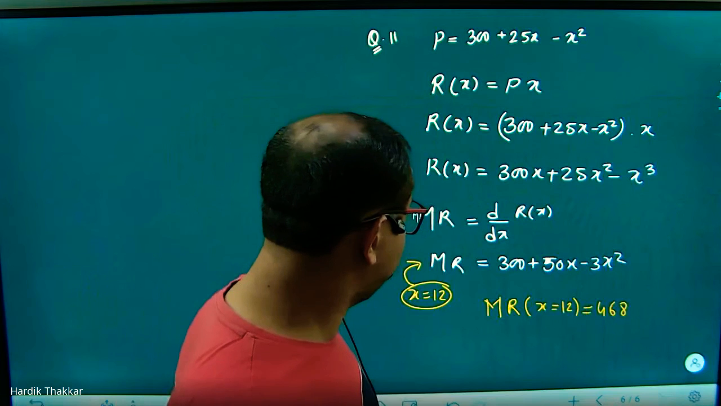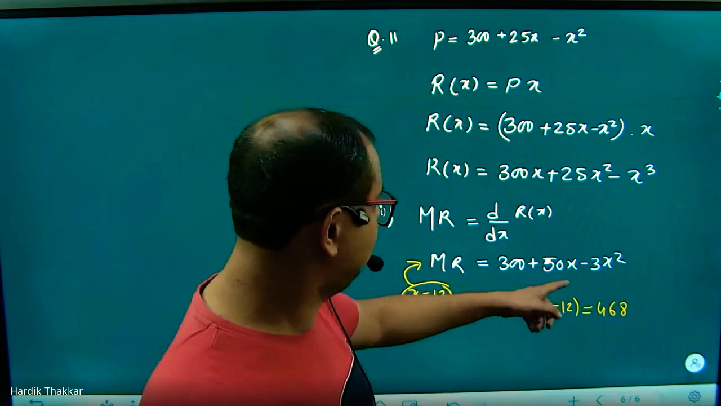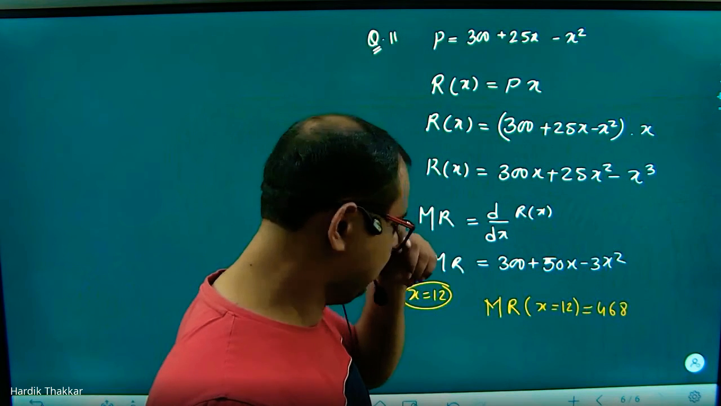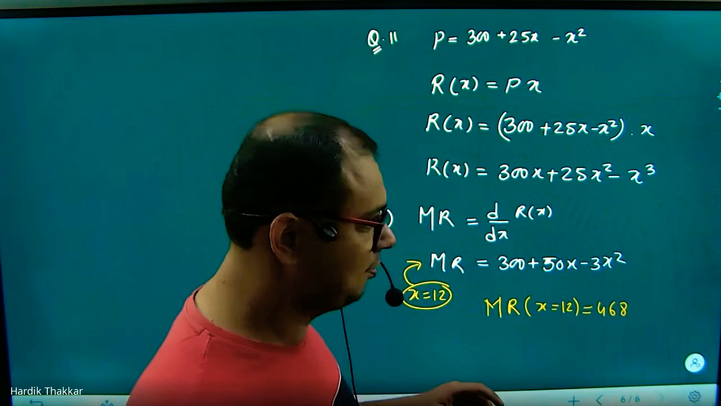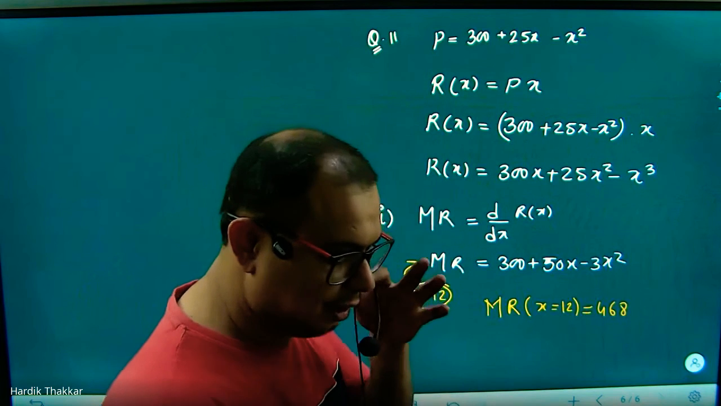कैसे नेगेटिव आएगा? x is equal to 12 पुट करो और प्रॉपर कैलकुलेशन करो. तुम लोगों को कैलकुलेटर्स अलाउड नहीं है ना?